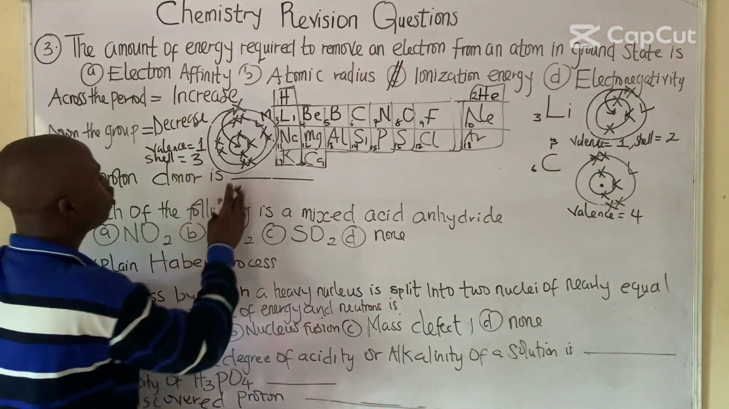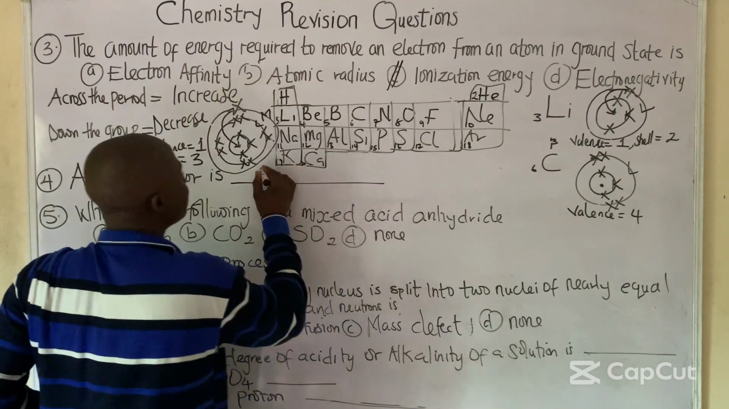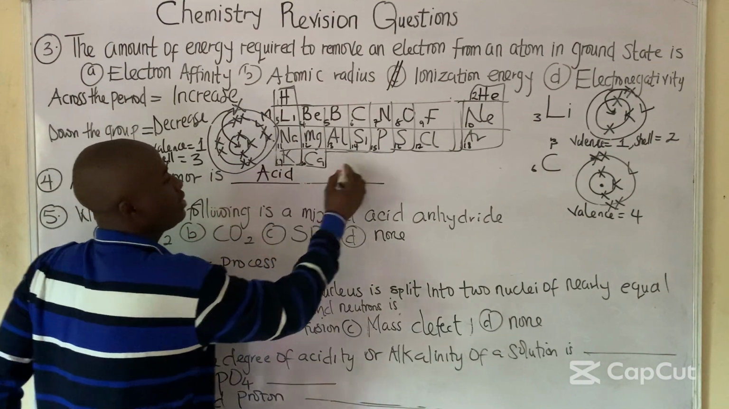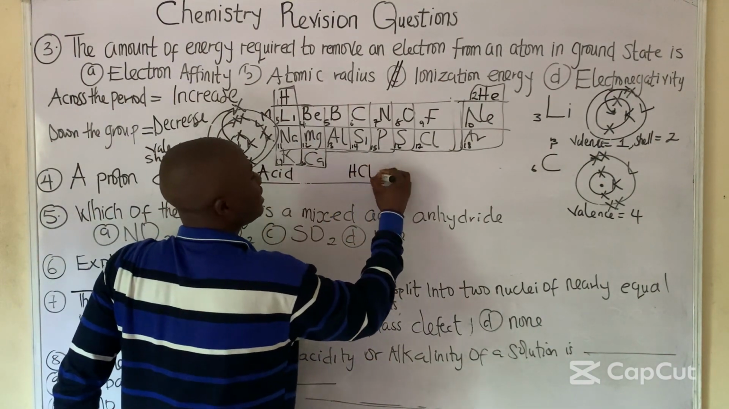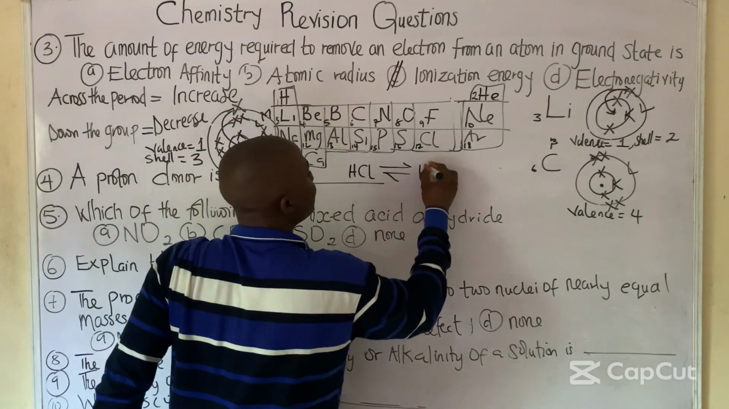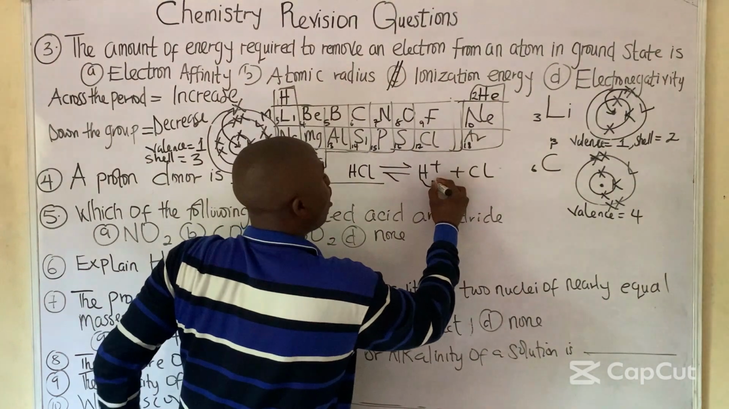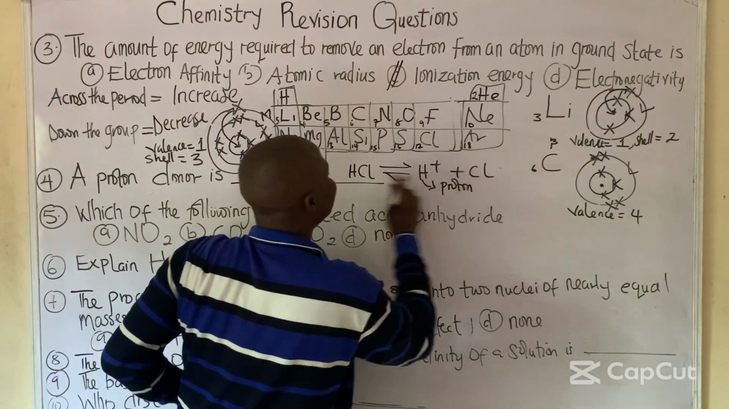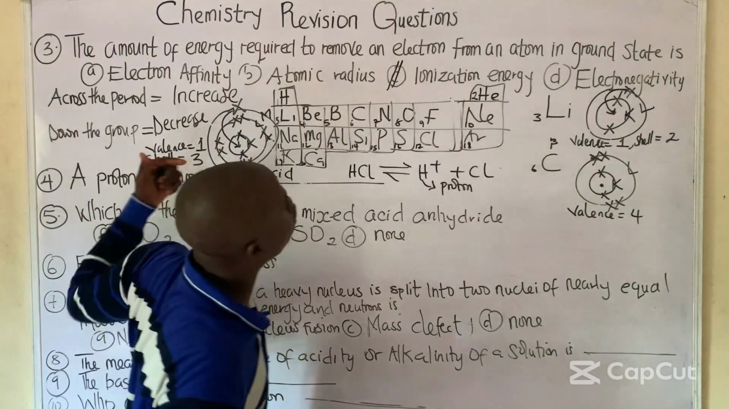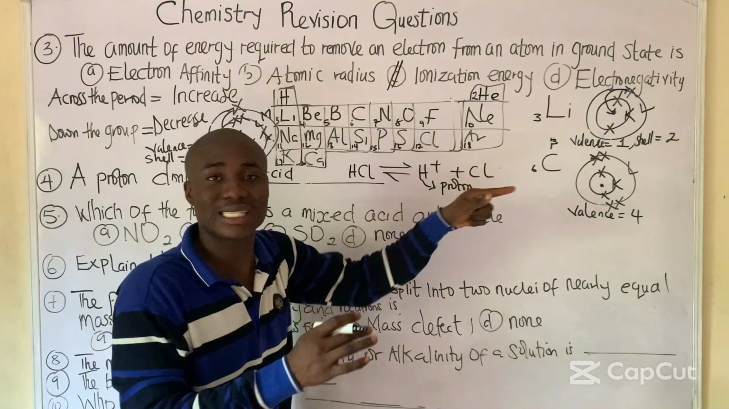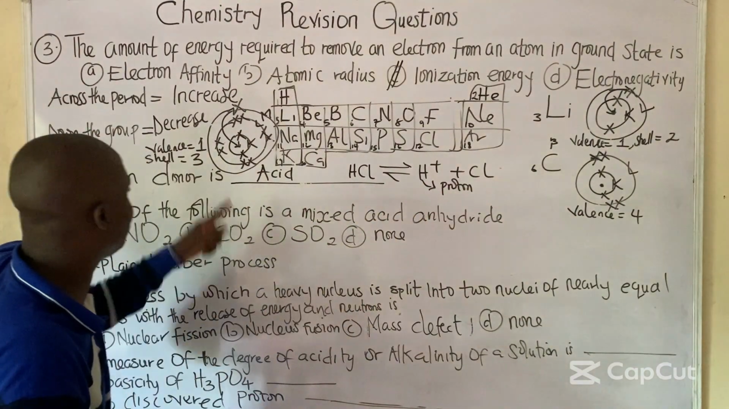Now, a proton donor is called what? A proton donor is simply called an acid. Very easy. Let's say this is an acid, HCl. When we dissociate it, we get H plus and Cl minus. This H plus is what? Proton. So as the acid is being dissociated, it donates a proton. You can see the arrow, donating proton. So a proton donor is called an acid.